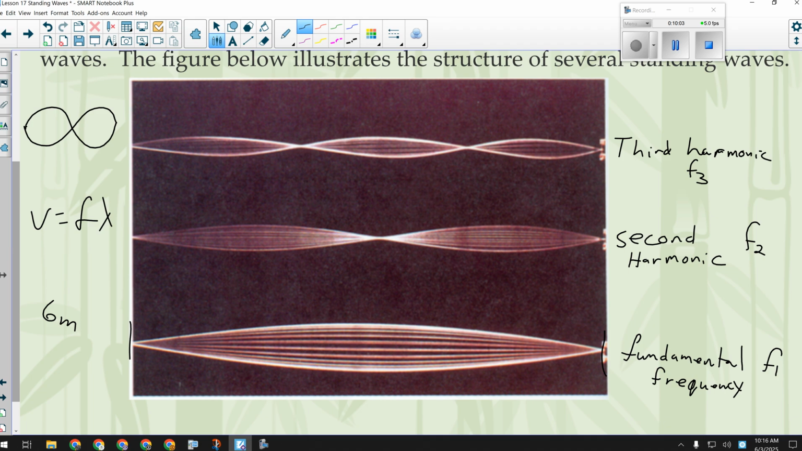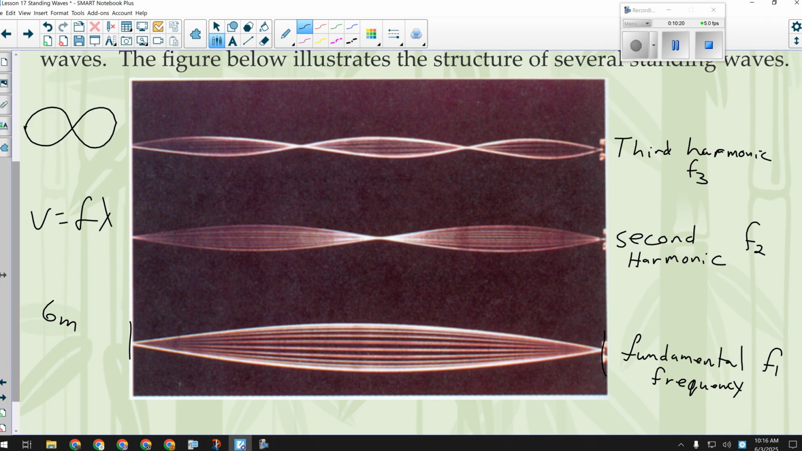If you pluck a guitar string or violin or anything like that, do you ever get anything other than this? No. It'd be pretty wacky to see a guitar string have a node, an area of destructive interference, in the middle of it. When you pluck it, you just get this.